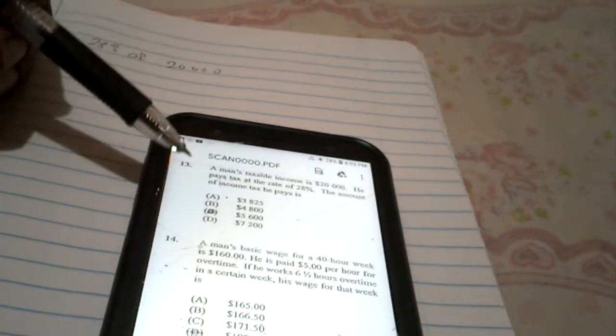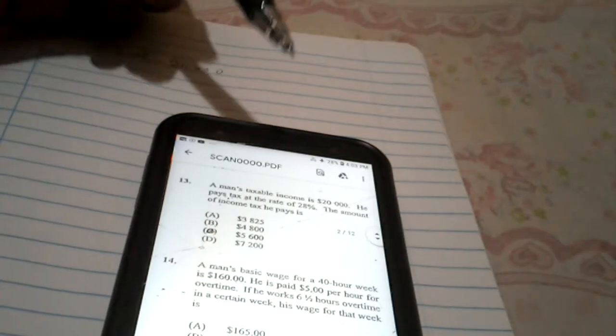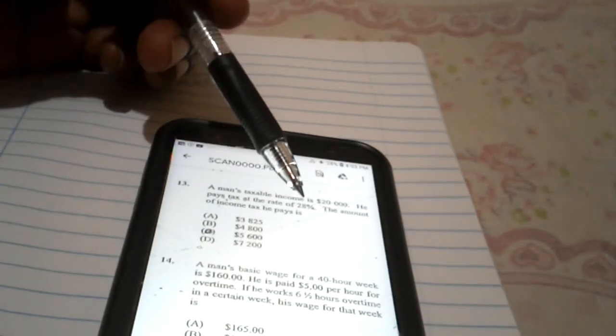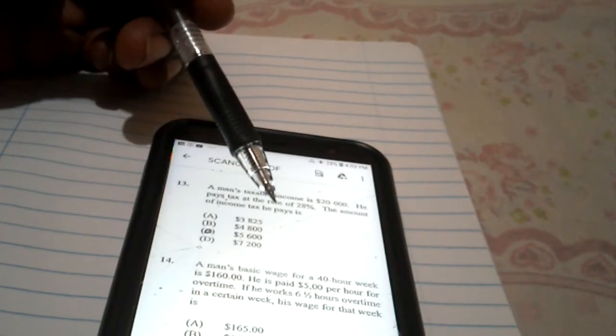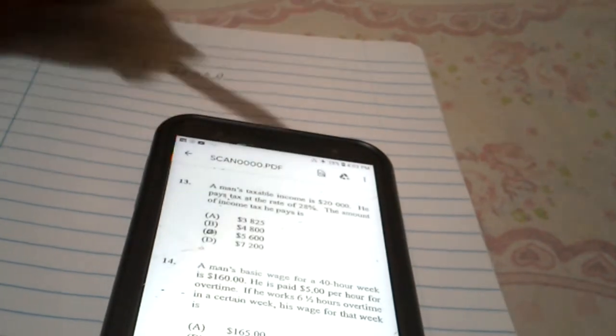Alright, let's look at number 13. A man's taxable income is $20,000. He pays tax at the rate of 28%. The amount of income tax he pays is, so basically we're going to find 28% of 20,000. So let's try and work that out.